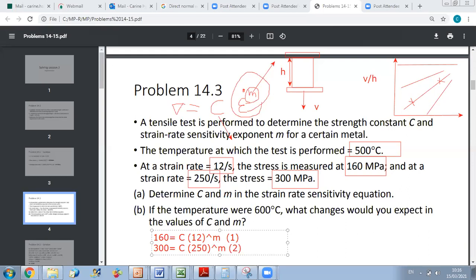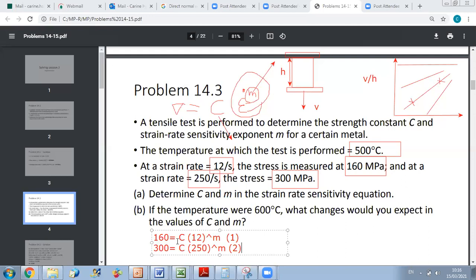Okay, and here, of course, the solution of the system, you can do it by several methods. The easiest way is to linearize both. You divide first equation 2 by 1, then you take ln of both sides, and you get the value of m. And once you get m, you replace in one of the 2 equations to get the value of C.